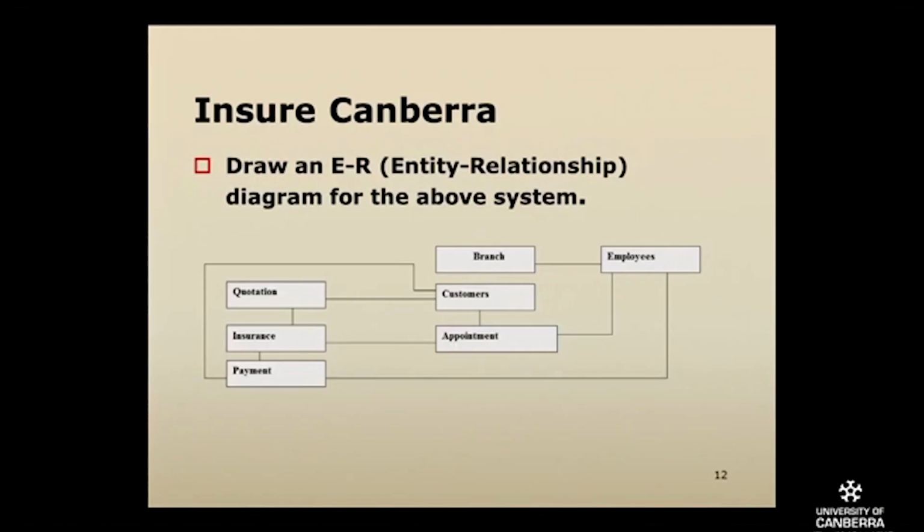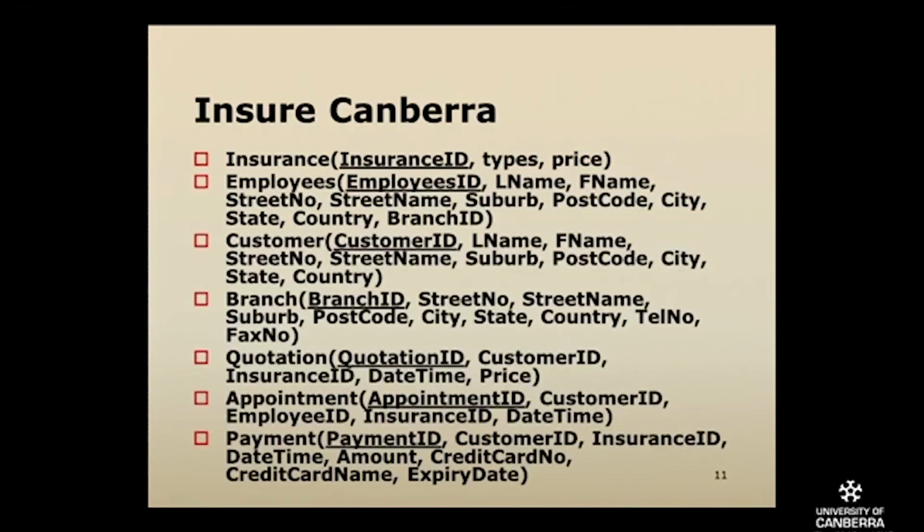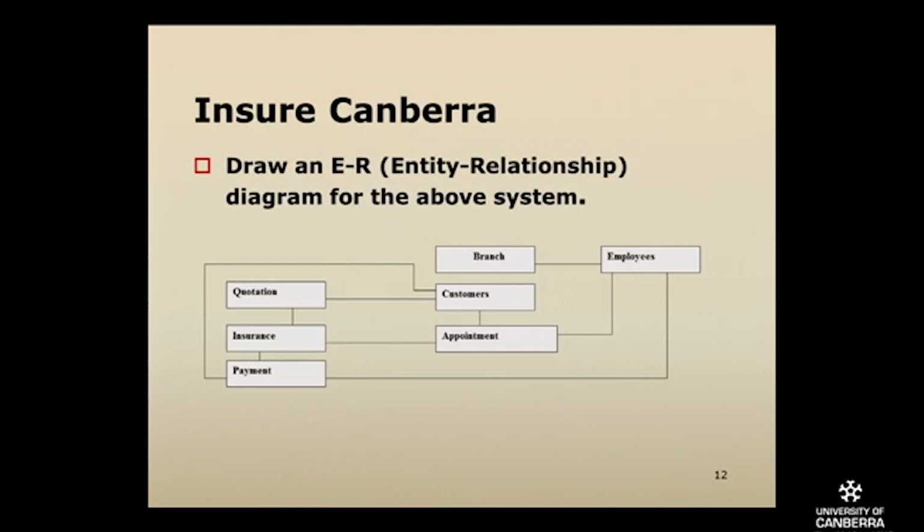So you can see the table branch and the employee. You see the branch ID here appears in the table employee, and branch ID is the primary key of the branch. So that's why you see the relationship here between branch and employee.